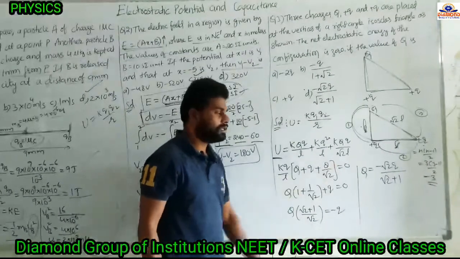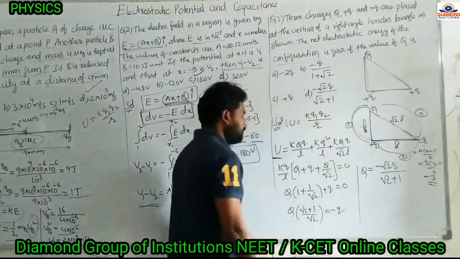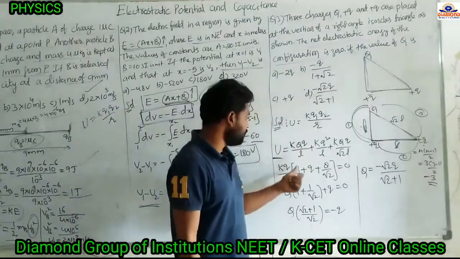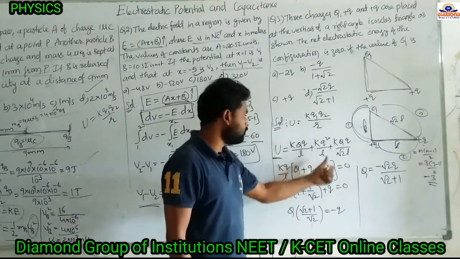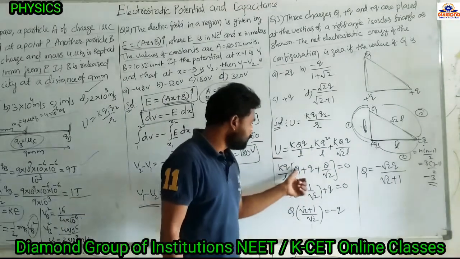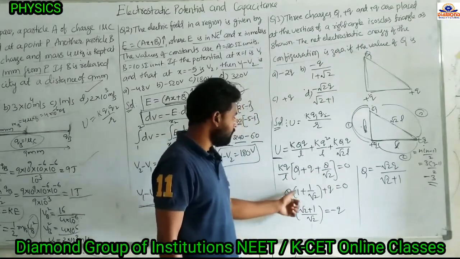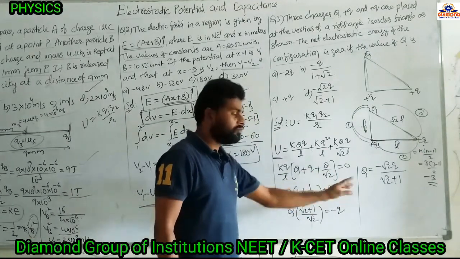Now equate this to 0. In this case KQ by L is common in every term, so I am taking KQ by L common. Here small q is there, and Q by root 2 is there. Now KQ by L, sending that side it will become 0. In this case we have capital Q plus capital Q by root 2; taking capital Q common, 1 plus 1 by root 2 plus small q equal to 0.